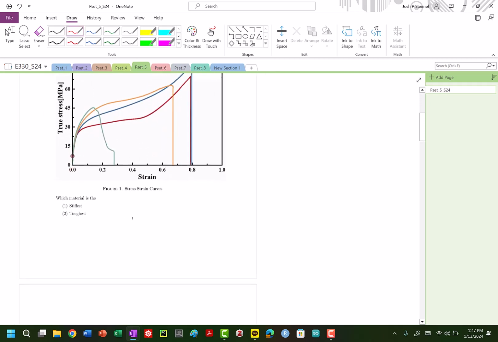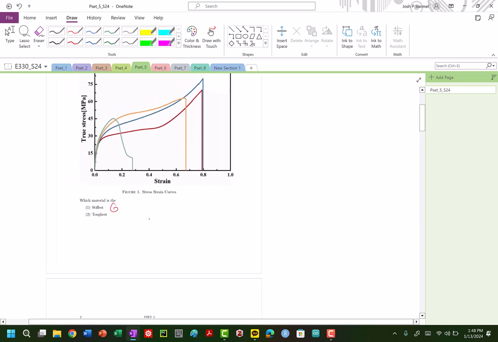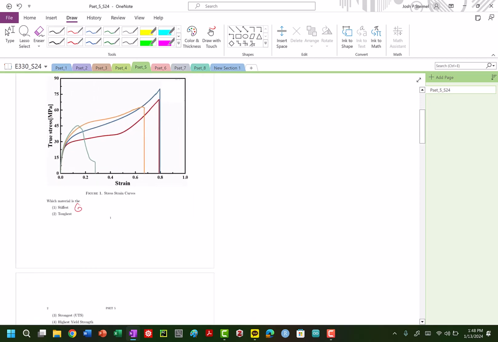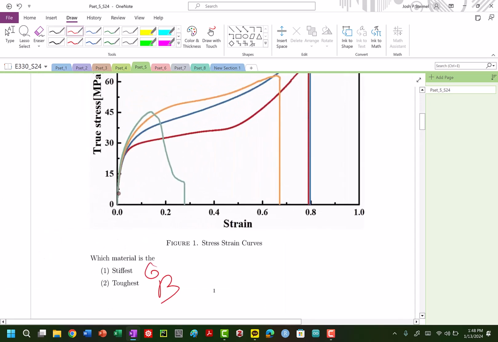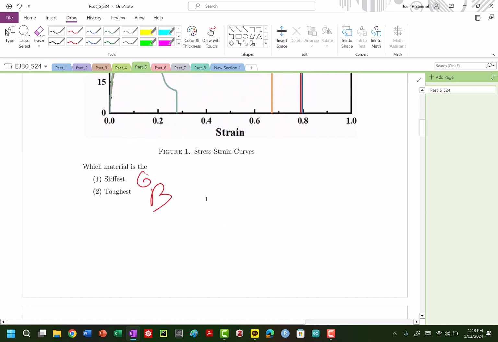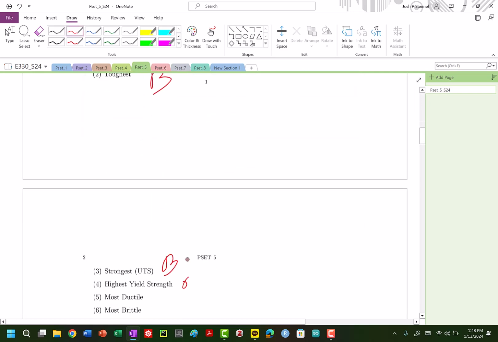So they're all pretty similar, but I would say probably the green. Toughest, assuming they have the same volume, I think it's a safe bet to say blue. Strongest in terms of UTS, which is highest ultimate tensile strength, that's also going to be blue. Highest yield strength, I would say it's probably going to be the green, somewhere around here. So let's go ahead and say green.